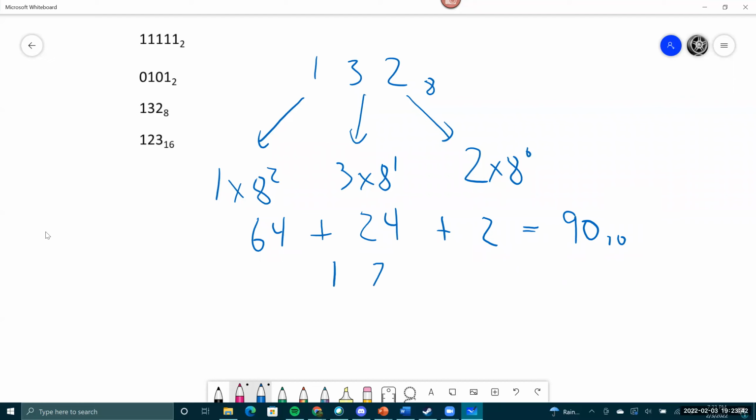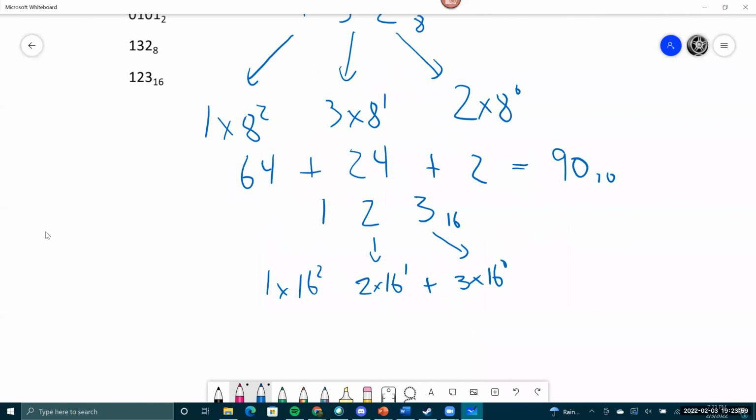And they have 123 in base 16. So this gives you 3 times 16 to the 0, 2 times 16 to the 1, and 1 times 16 squared. And this is 3 plus 16 times 2 is 32, plus 16 squared is 256. So 256 plus 32, that'd be 280, 288, 291.